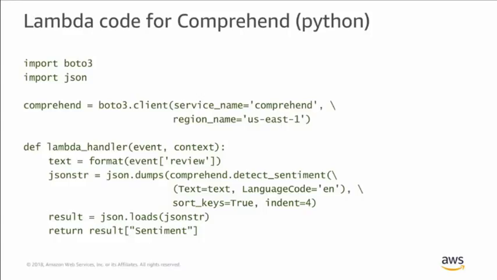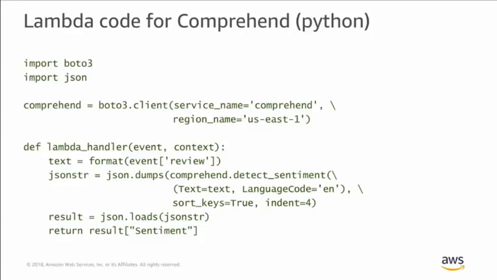Then I'm defining a function, the Lambda handler. This is the entry point for the Lambda function. Just 4 lines here. I'm going to format an input called review. Review is the text that is coming in. I'm going to get that into text. And then I'm going to make a JSON.dumps. I'm going to make a call to comprehend.detect_sentiment. I'm going to pass this text and then specify the language as English and a few more parameters.